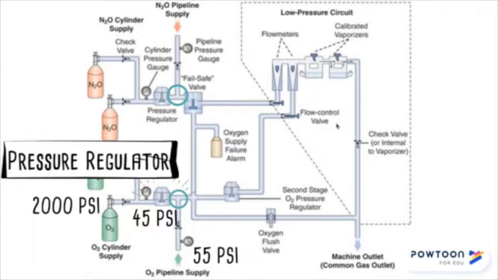So at any given moment, the anesthesia machine is going to be drawing from the oxygen pipeline supply. However, as you can imagine, if the oxygen pipeline supply cuts off and suddenly goes to zero, the oxygen cylinders are well positioned to suddenly jump in and start delivering the oxygen. So that's the system that'll come up on exams.